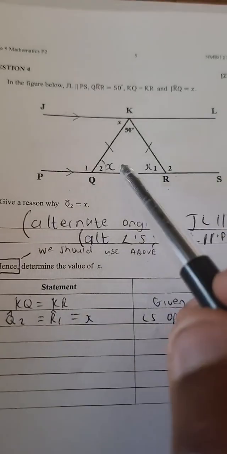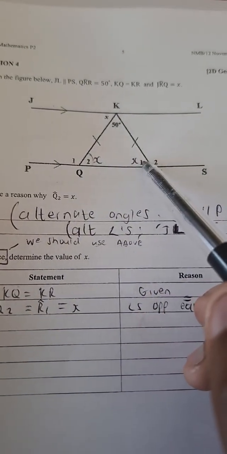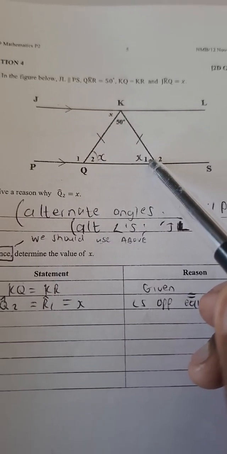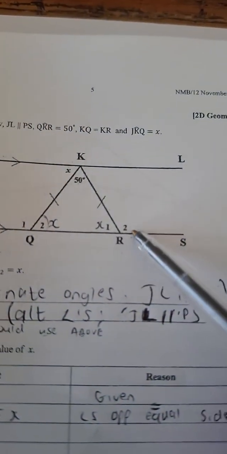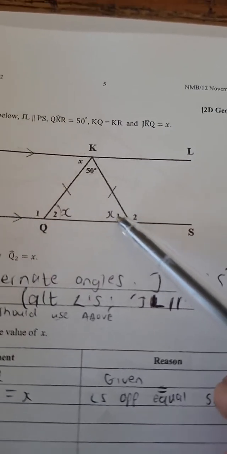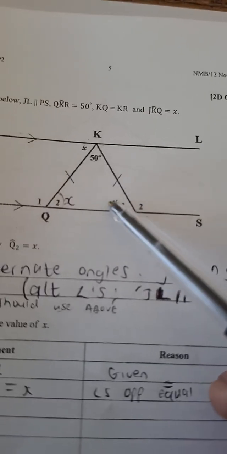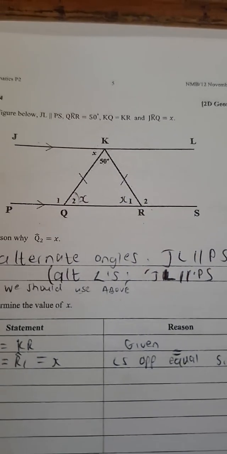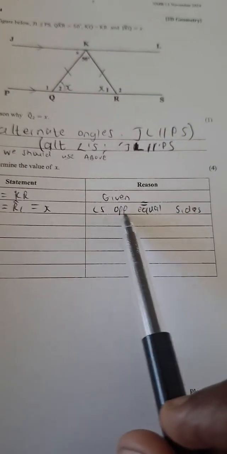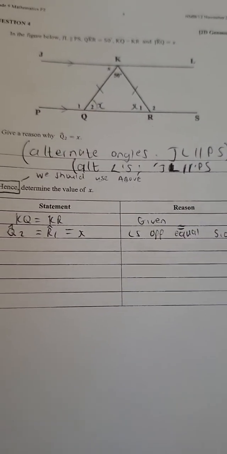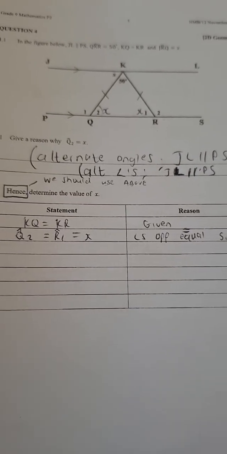Guys, sorry, let me just say this as well. You can't say angle Q2 and angle R1 is equal to x, reason angles on a straight line. Remember, angles on a straight line are angles like R1 and R2. You can say these are angles on a straight line because they share a common vertex, and we know that angles on a straight line add up to 180. So to say angles on a straight line is incorrect. To say base angles of an isosceles triangle, please guys, let's familiarize ourselves with those reasons in the acceptable reasons document. I would advise that for your own peace and safety, grade 9s.